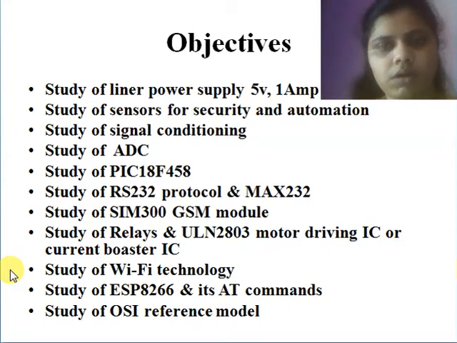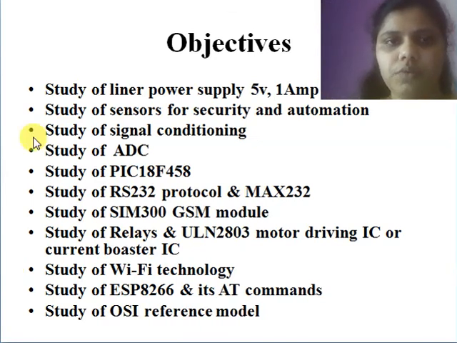And after the regulator IC, we have used one bypass capacitor, that is a decoupling capacitor, which is used for removing transient responses or any noise that is generated by the LM7805 regulator IC. So this is all about the design of a linear power supply.